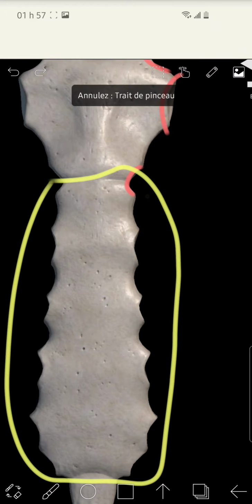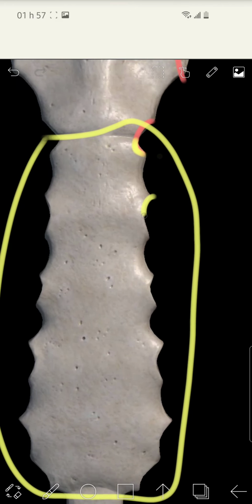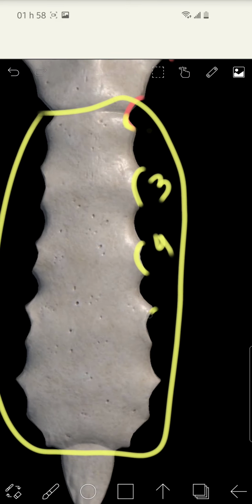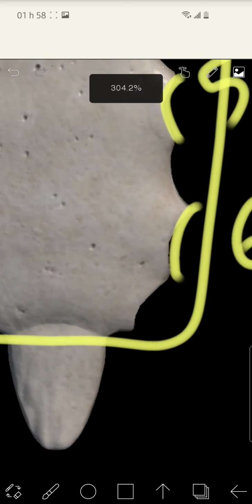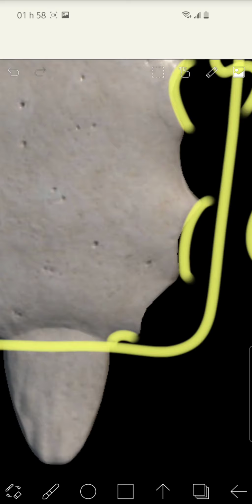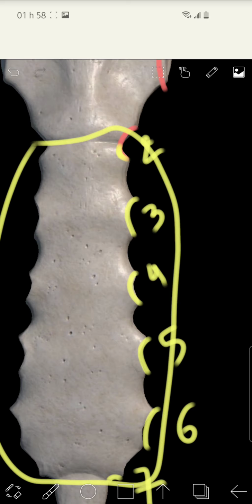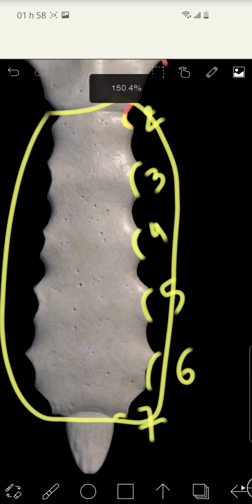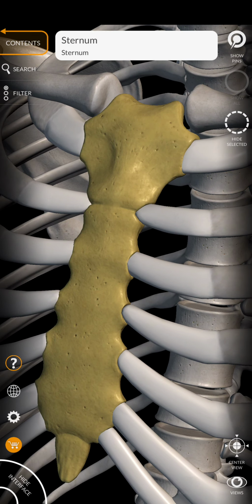So here we have, first of all, a demi notch that we talked about earlier for the second rib. And then we have another notch for the third rib, and then another one for the fourth, and then fifth rib, and then sixth. And then we have another demi notch for the seventh rib. So I have a demi notch for the second rib, a whole notch for the third, fourth, fifth, sixth ribs, and then a demi notch for the seventh rib. And here you go, you have them, as you can see here.